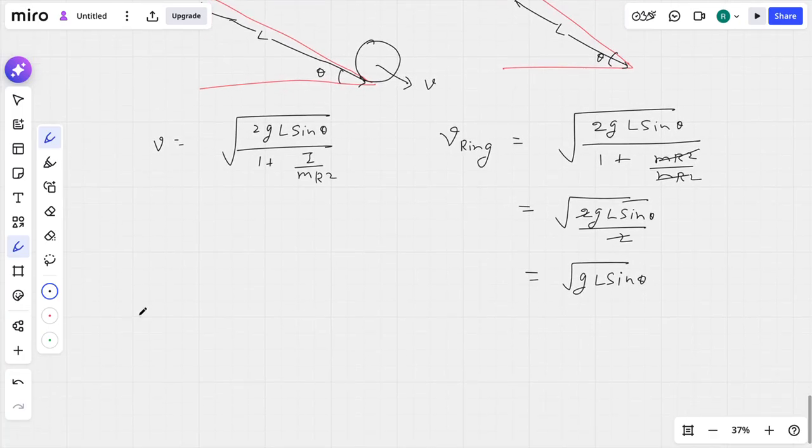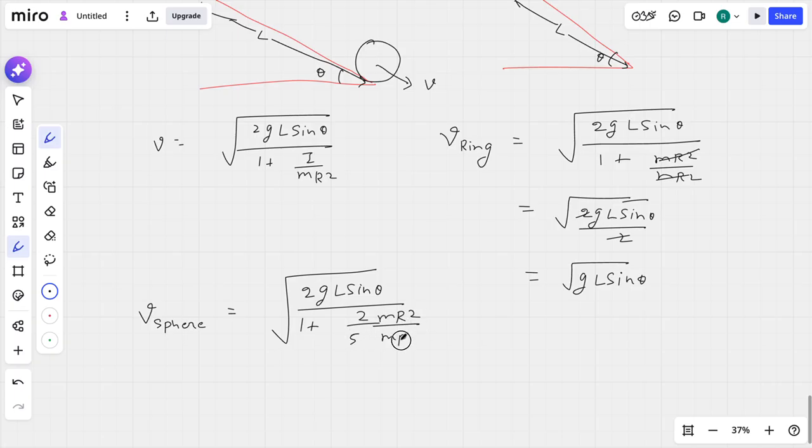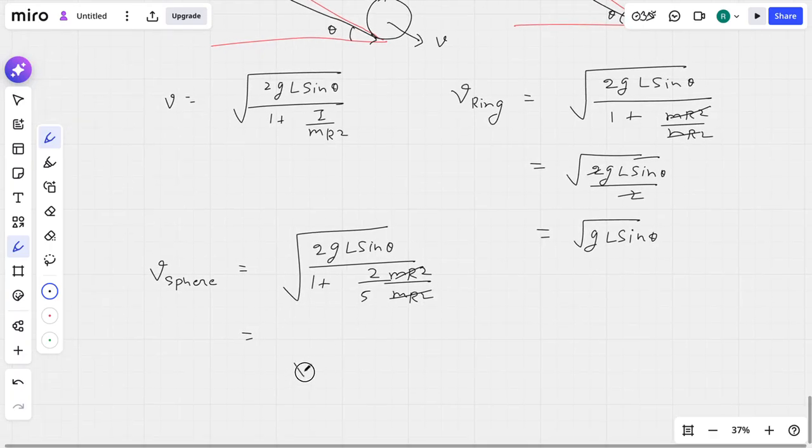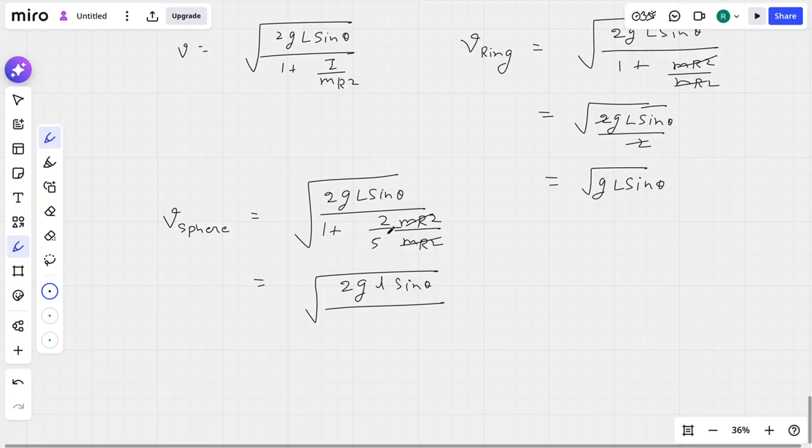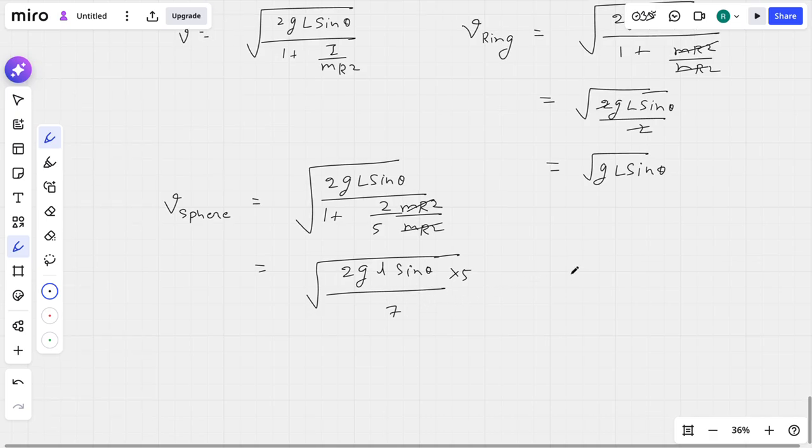In the same way, the velocity of the sphere we will get as root under 2gl sine theta by 1 plus 2 by 5 mr square by mr square. So here we will get root under 2gl sine theta by 7. This will be 5 by 7. Okay, no problem.